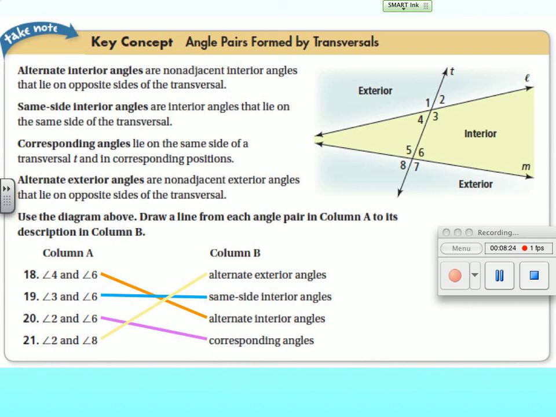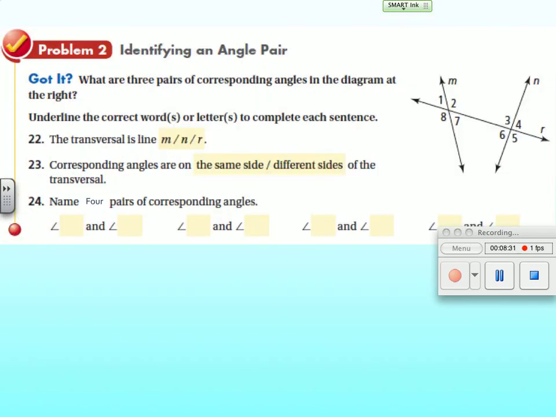I actually want to know 4 pairs of corresponding angles in the diagram at right. So we're going to underline the correct word or letters to complete each sentence. The transversal is line R. Line R cuts through lines M and N to create our angle pairs. Corresponding angles are on the same side of the transversal. It's important to know. So we're going to name 4 pairs of corresponding angles.